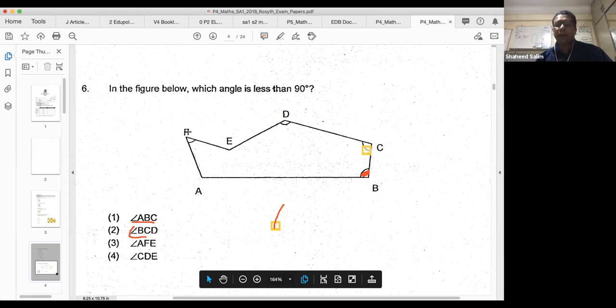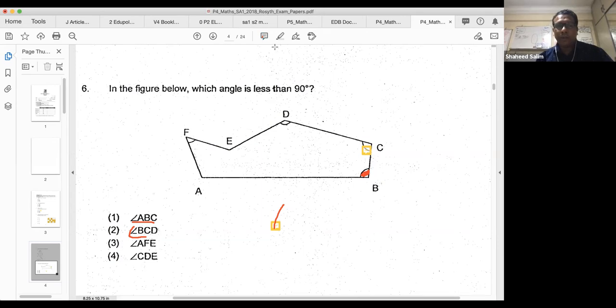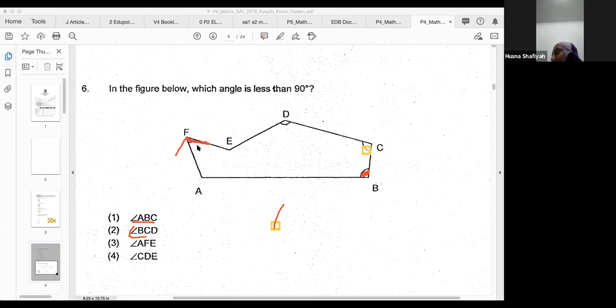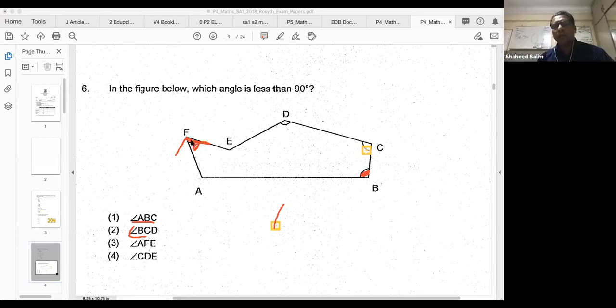AFE. If you were to put the 90 degrees, you can see whether it's bigger or smaller. Down here, you put the 90 degrees down here, and then it goes. Can you see this is so much smaller? Smaller lah. So AFE is correct. Some say FAE. FAE is not the same angle as AFE.